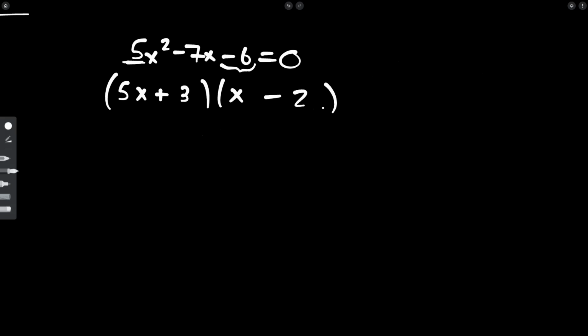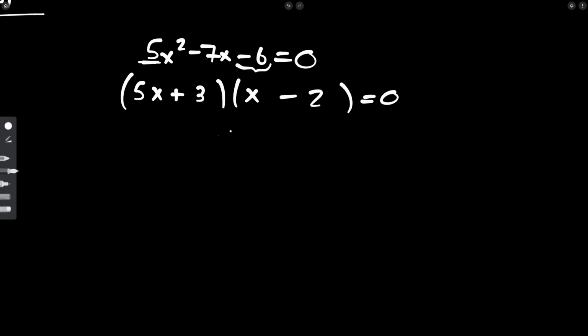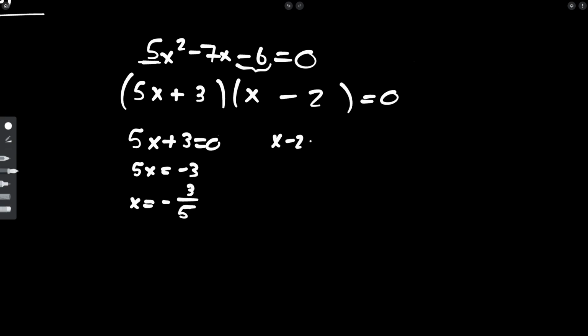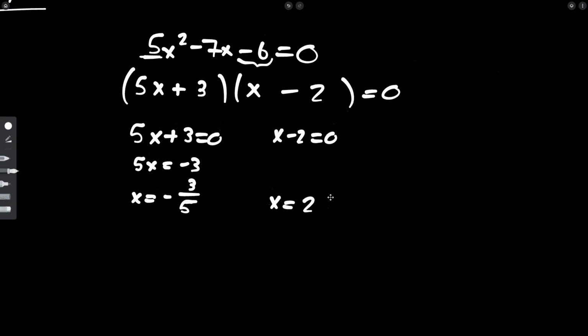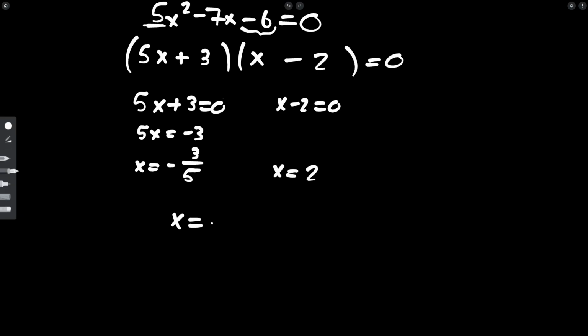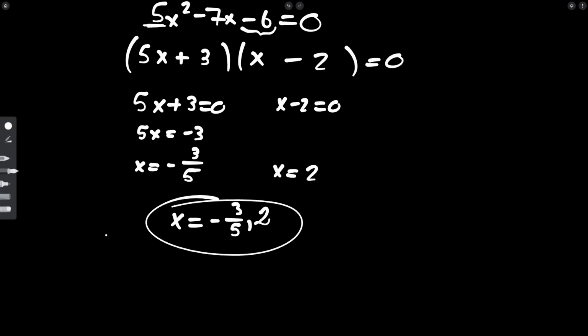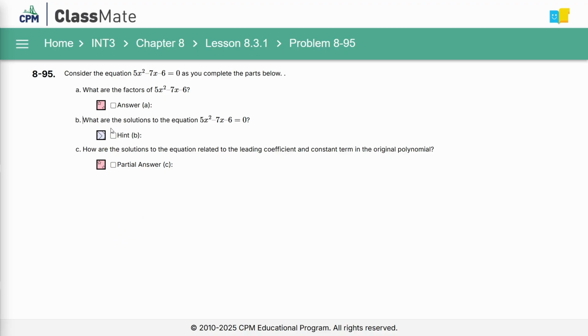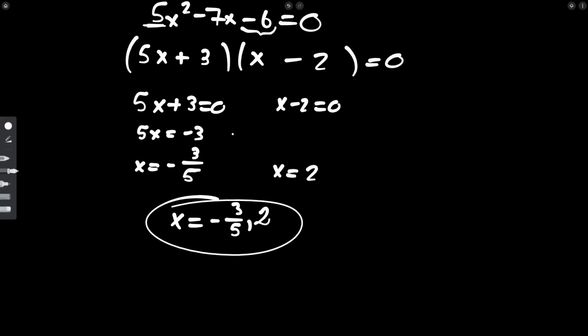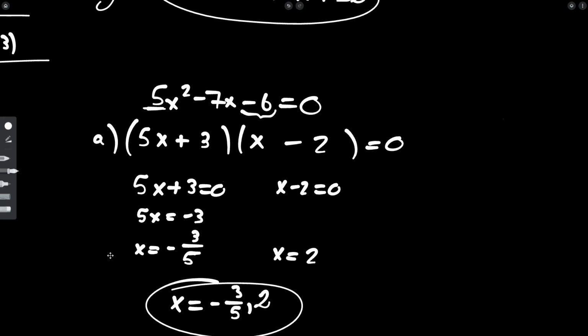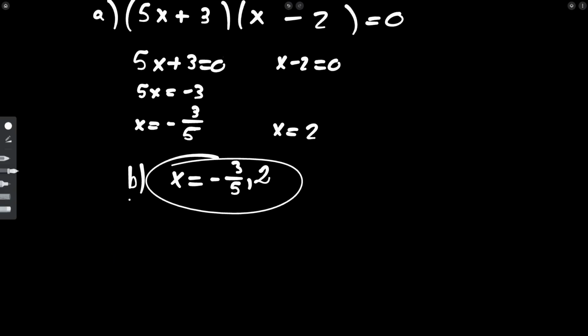So let's set this equal to 0 and start solving for the roots. We have 5x plus 3 equals 0. 5x equals negative 3. X equals negative 3 over 5. And now we have x minus 2 equals 0 and x equals 2. That leaves our final answers of x equals negative 3 over 5, comma 2. That is part A. Moving on to part B, what are the solutions to the equation? Oh, look at that. I've done part B. This was A, and this was B. Cool.